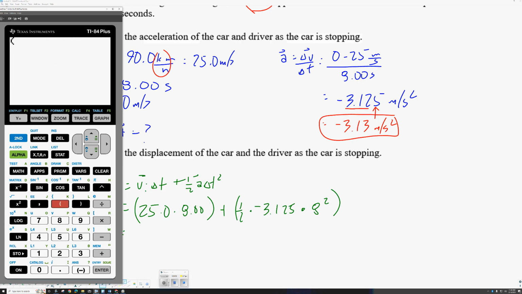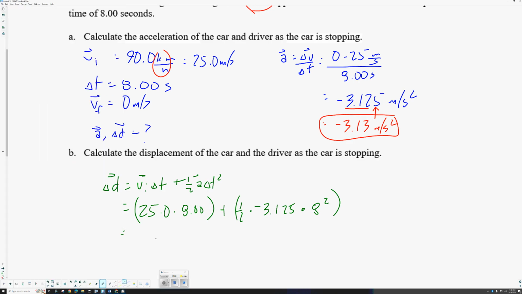First bracket's 25 times 8, plus second bracket 0.5. Remember, we always do the 0.5, not the half, times, careful here, negative 3.125. You can imagine how it'd be easy to forget to put that negative into your calculator. Times 8 squared, and then let's end that bracket. We get a value of 100, and the final answer should be 3 digits. Now, if you did D is equal to VI plus VF over 2 times T, did you get 100? Go figure.